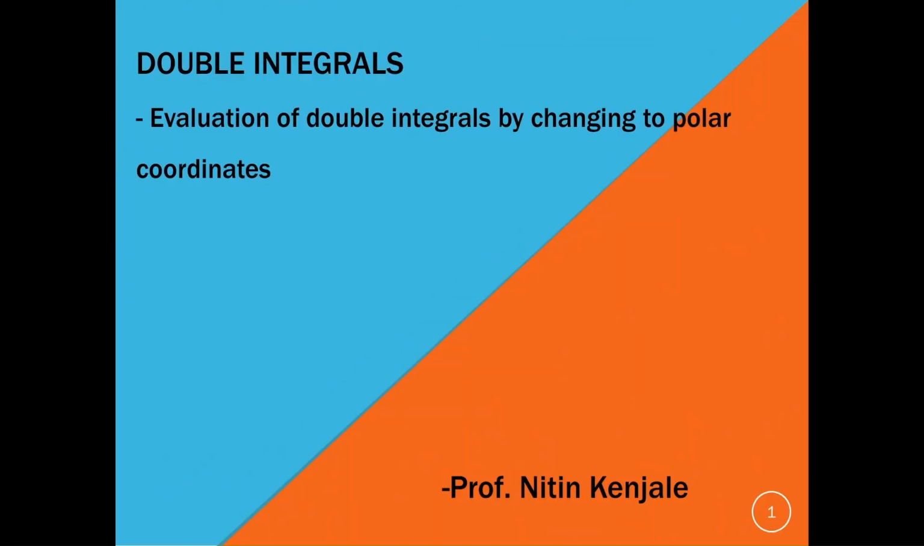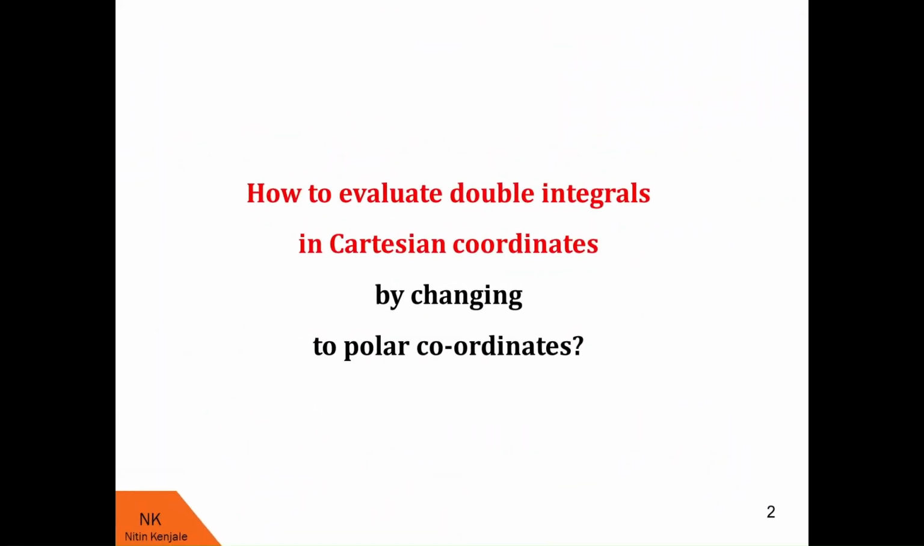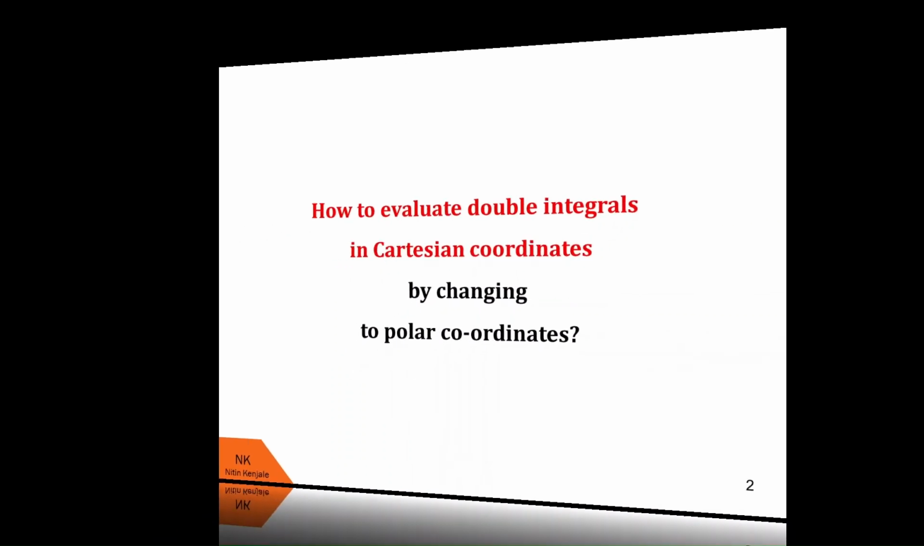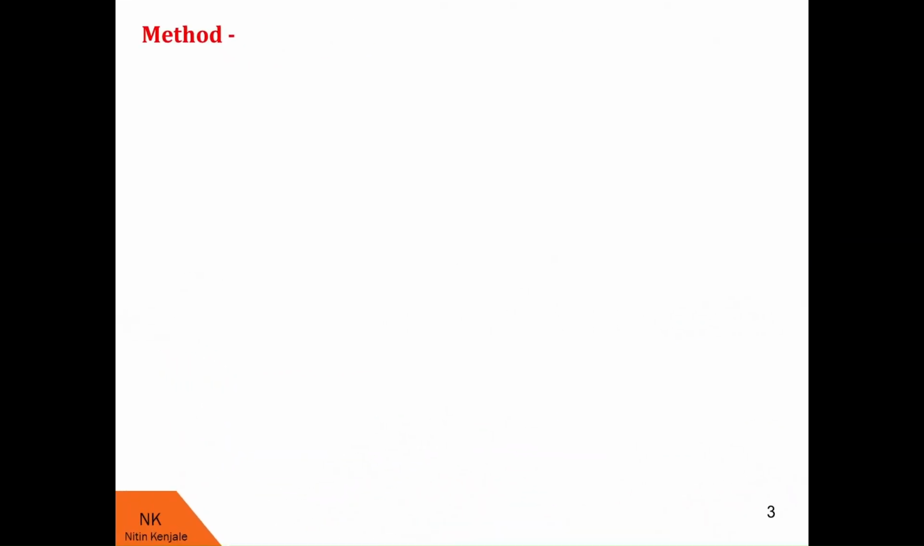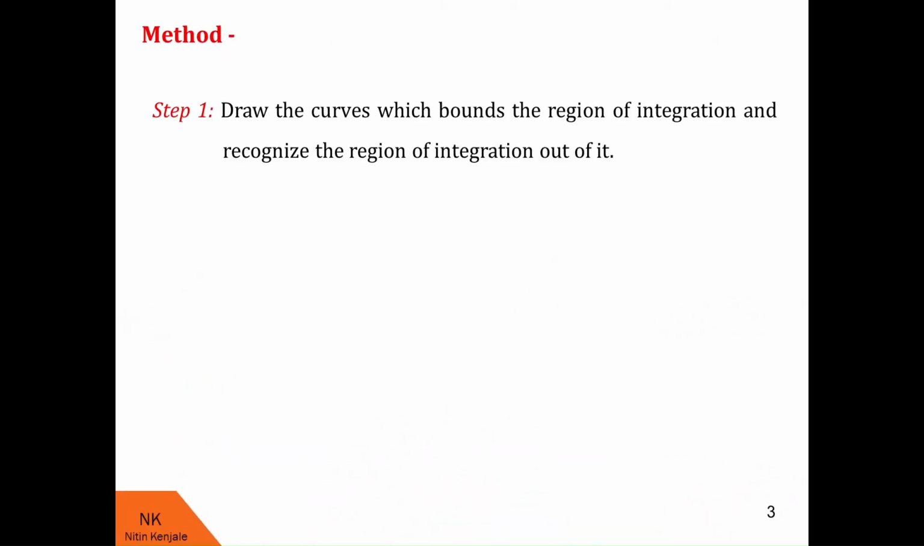In this video, I am going to discuss how to evaluate double integrals in Cartesian coordinates by changing them to polar coordinates. The method consists of only 4 steps. In step 1, we draw the curves which bound the region of integration and recognize the region of integration out of it. For this, we will take help of limits of the double integration.